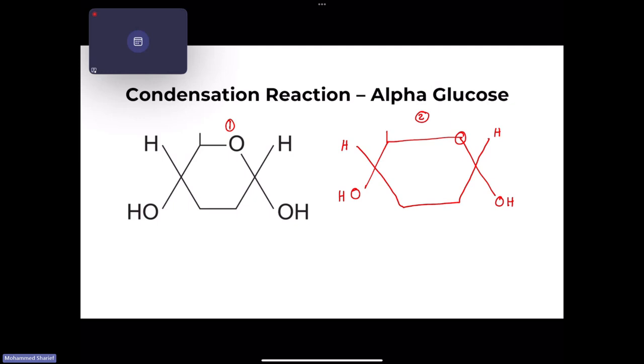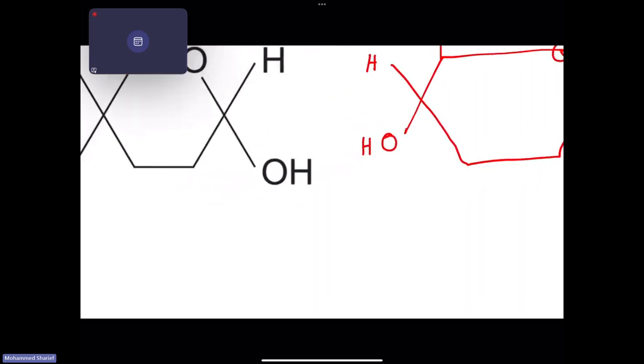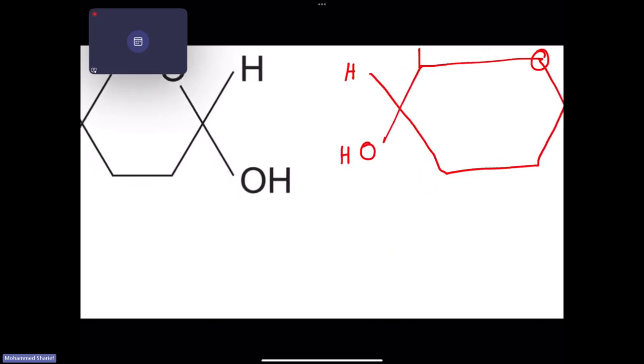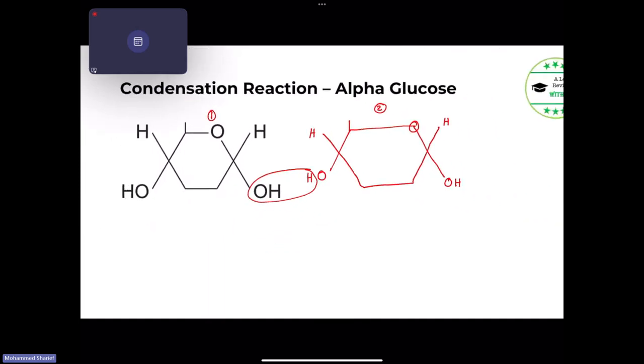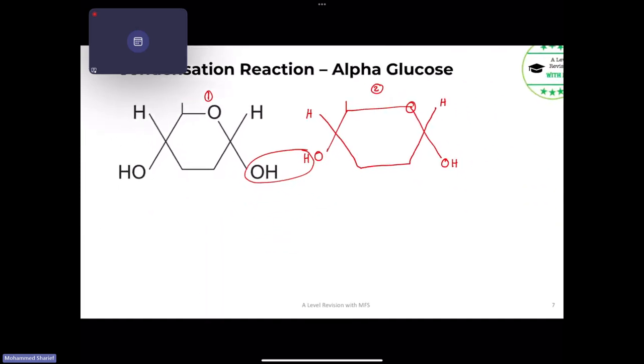Well, we know that it's a condensation reaction, and whenever we're talking about a condensation reaction, we're going to form a chemical bond. We're going to release a molecule of water in the process. Okay, so as you can see over here, we're going to take one of the OH and one of the H's from the other alpha glucose. Okay, and that means that we have formed our molecule of water. And now we can just combine both of these together.